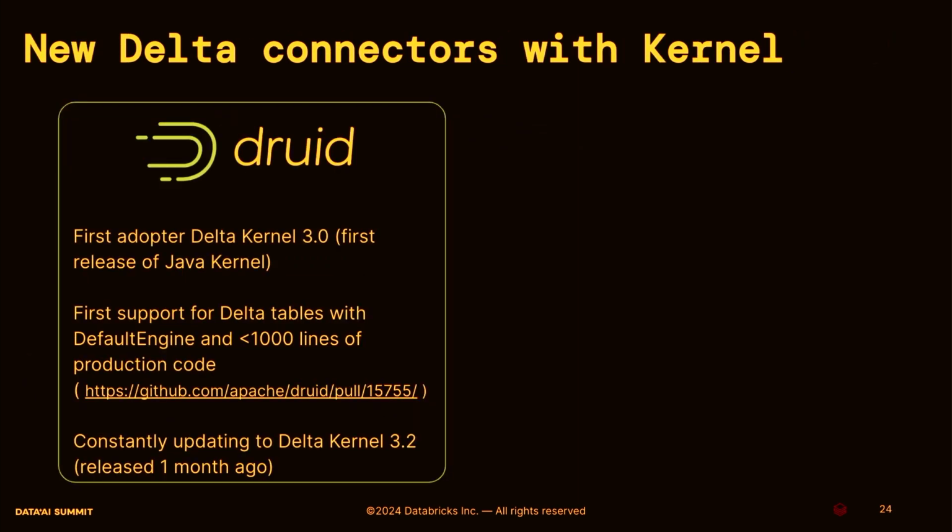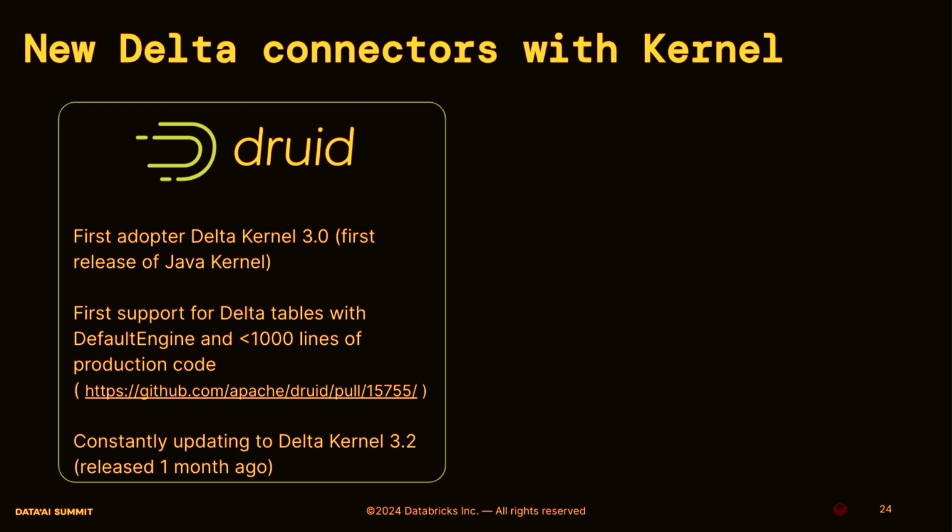Druid was absolutely the first one to use kernel in Delta 3.0 to add their first Delta support, their new Delta connector. You can look at their PR, which added the Delta connector. It is less than 1,000 lines of production code. Testing is probably 500, 600 more lines. And then the total PR is around 2,300, which includes POM, XML, and other extras. So production code is less than 1,000 lines.